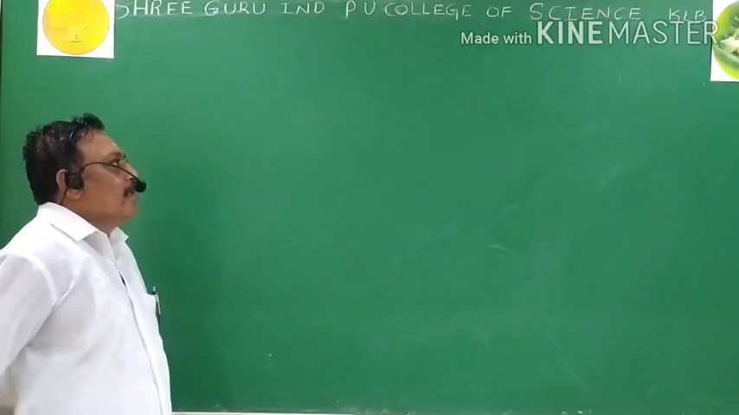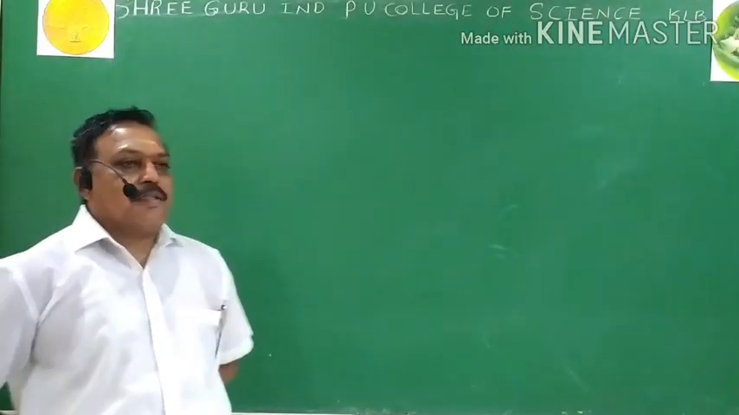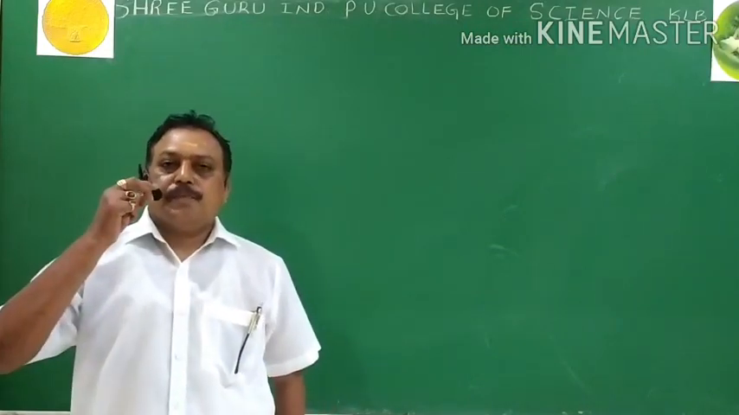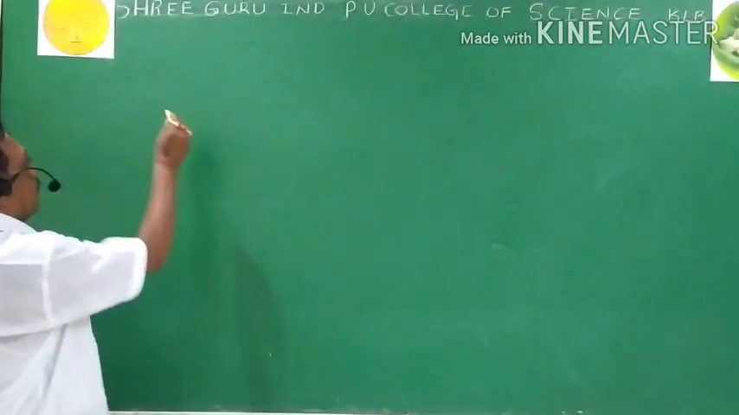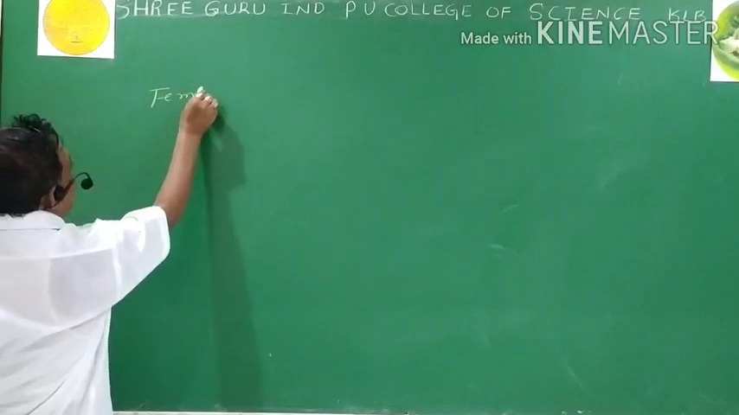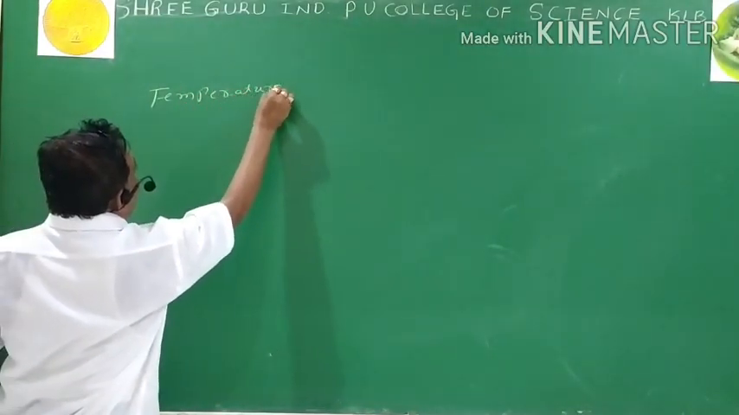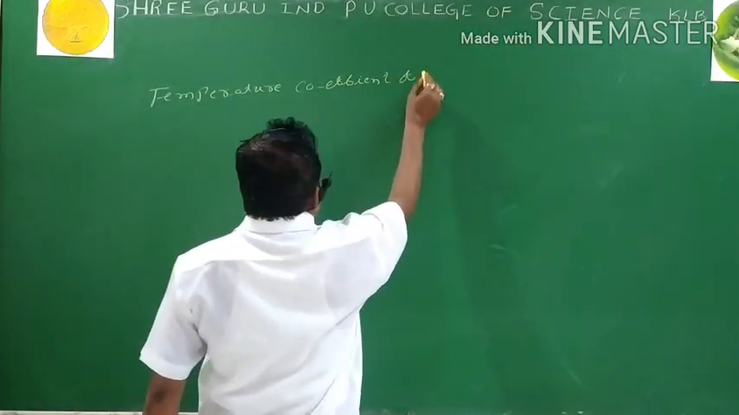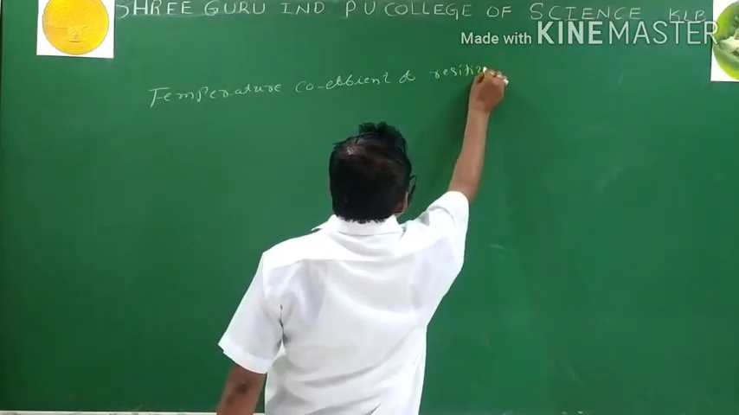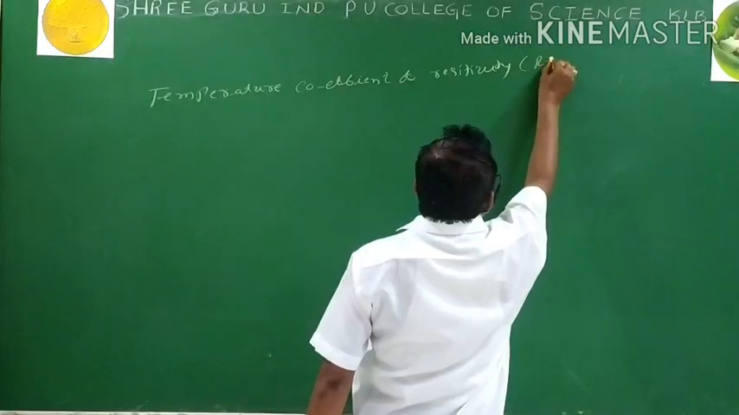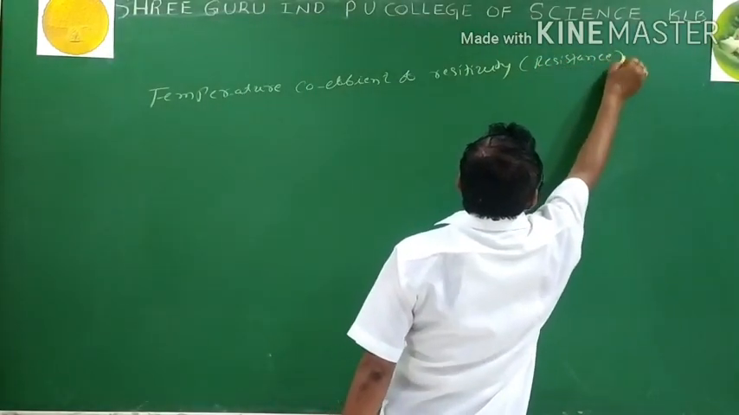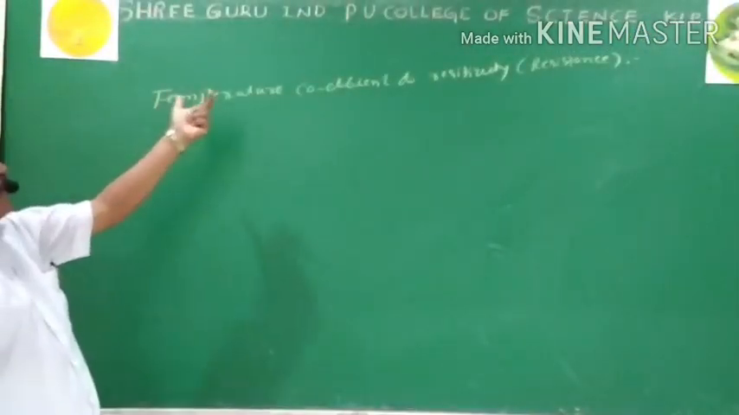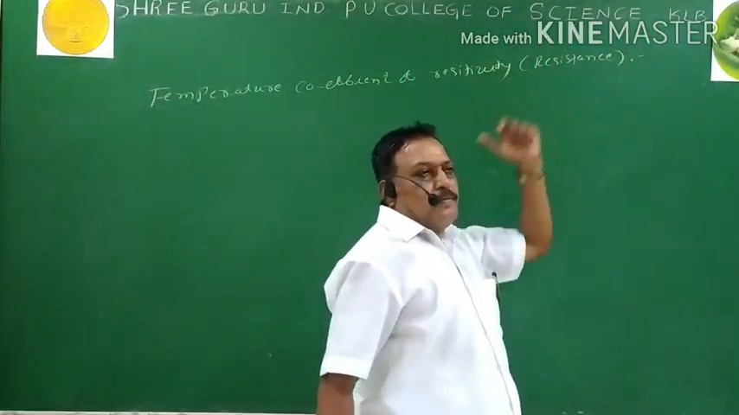So, we derived the equations in the last class: resistivity, conductivity, and how to remember the equations. We have given certain hints also. Today I go for the temperature coefficient of resistivity, and that leads to the resistance also.